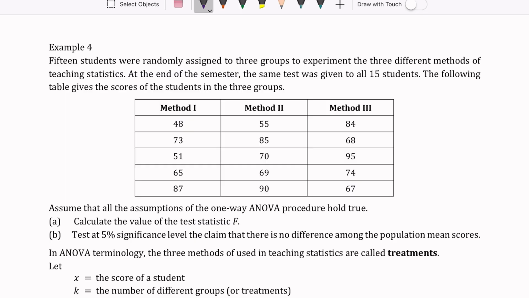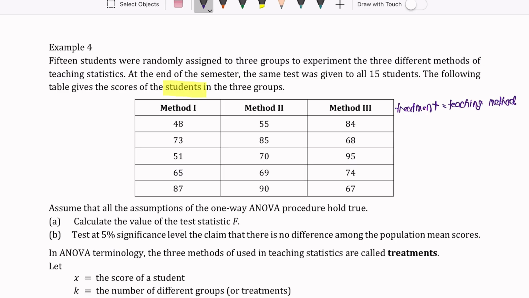Before we continue with the calculation, I would like to advise you to write down all the information or variables involved in this study. The first one is a treatment. What is a treatment in a study? The treatment is the condition that we impose to the experimental unit, which is the student. We impose the teaching method, so the treatment is the teaching method.